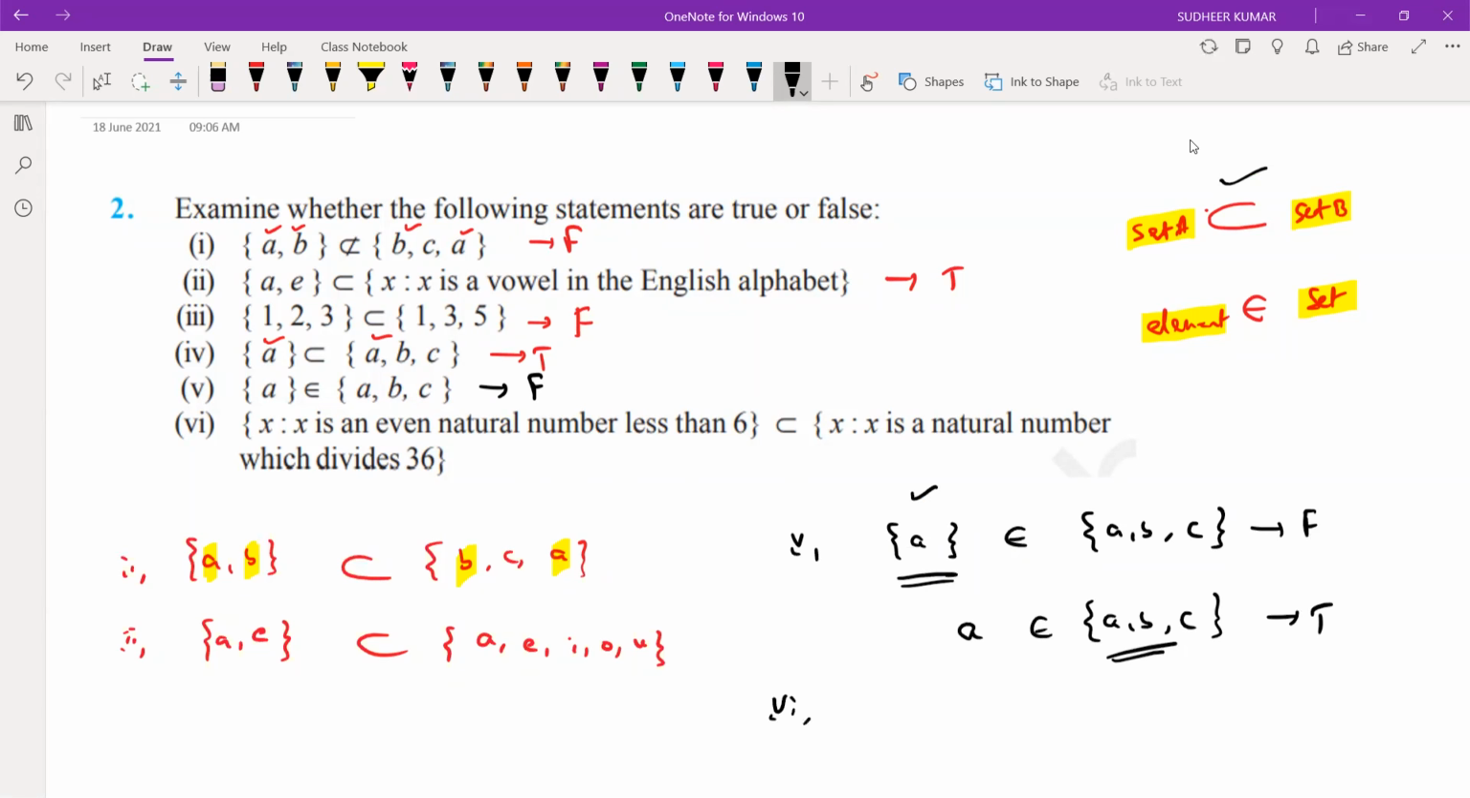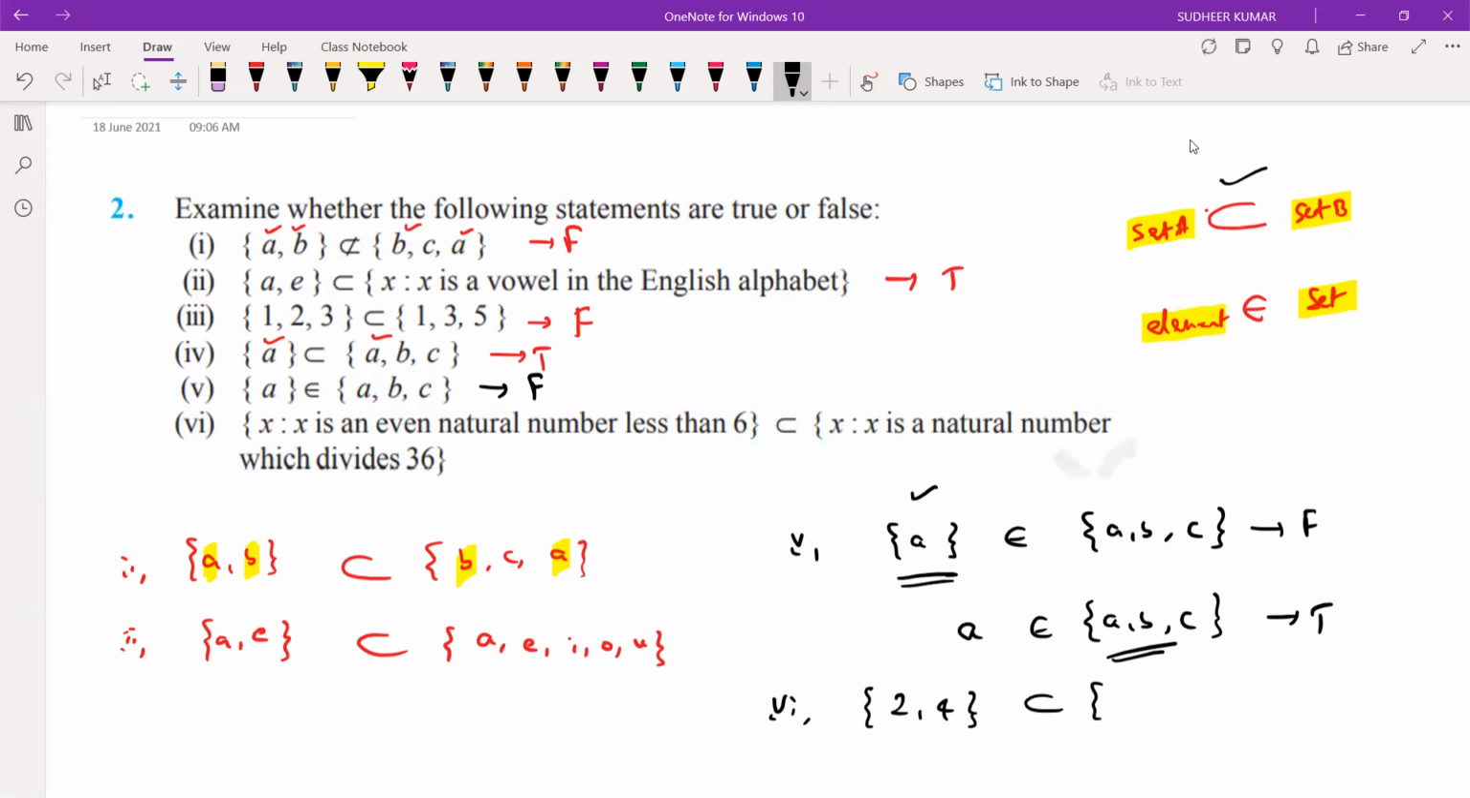Next, the sixth one. X says that X is an even natural number less than 6. So what is the set? Can you tell me? Even natural number less than 6: 2 and 4. Now another set: X says that X is a natural number which divides 36.